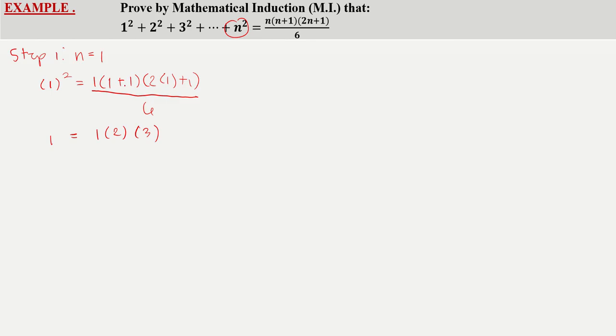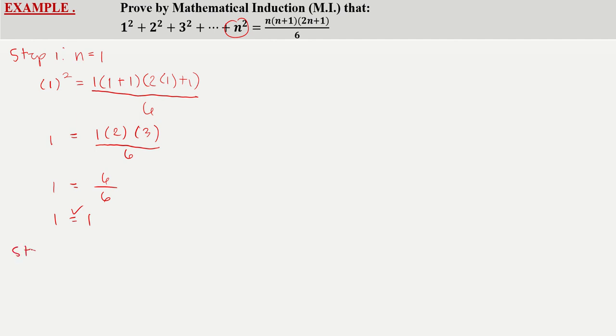Here, 1 plus 1 is 2. Then times 1. So you can see it there on the numerator. Then all over 6. Therefore, we simplify. 1 is equal to 1 times 2 times 3, that is 6 all over 6. Then 1 is equal to 1. So this is correct. That's for step 1.